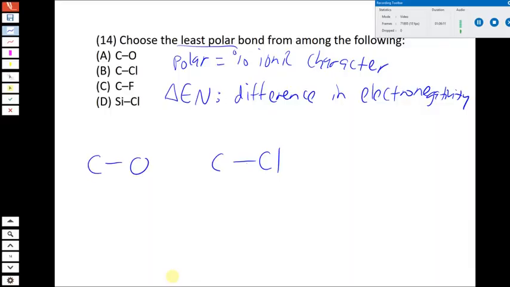So between carbon, oxygen, and carbon, chlorine, both of these are polar, delta plus, delta minus. We would expect carbon, oxygen to be more polar because, again, oxygen is the second most electronegative atom behind fluorine, so it's going to be the most polar carbon bond over any other besides fluorine. So that's the more polar one. We're looking for least polar, so we can eliminate this one. So now we have to compare carbon chlorine to carbon fluorine. This is actually an even easier comparison.